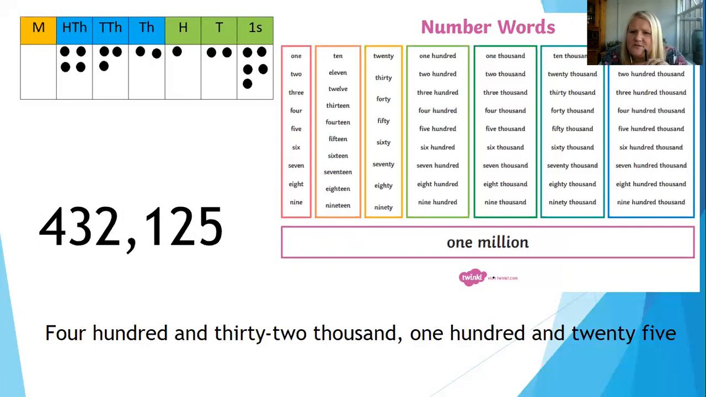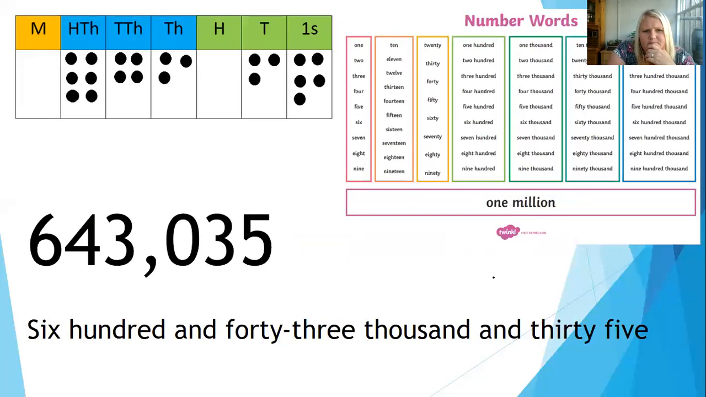Okay, often they do it sometimes with years as well, so writing the year 2021 or 2020 or 1989, they write it as words. So it is a useful tool to be able to know what to do. So the number we've got is 432,125. Okay, say that with me, 432,125. Let's see if we can break that down a bit.